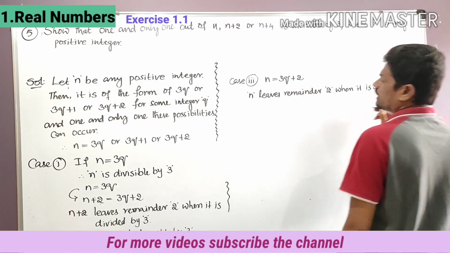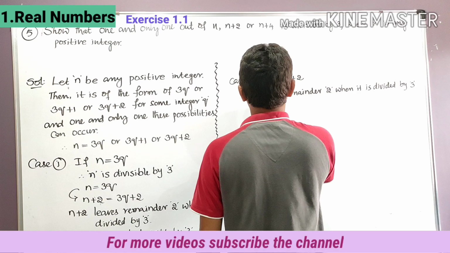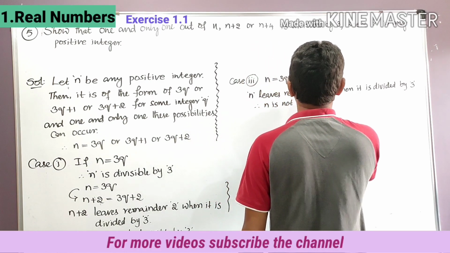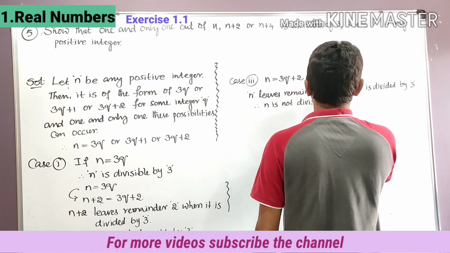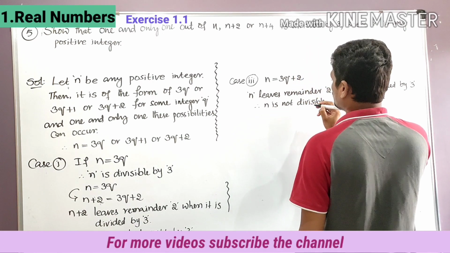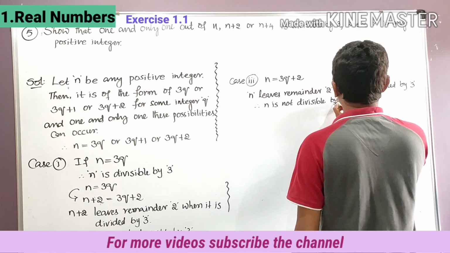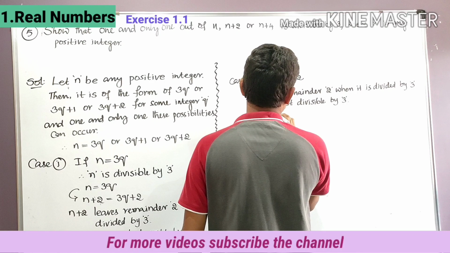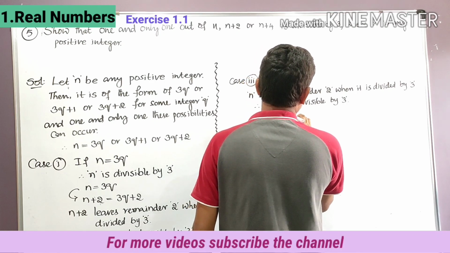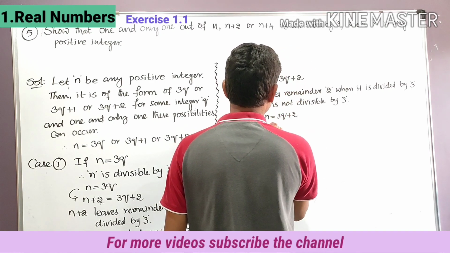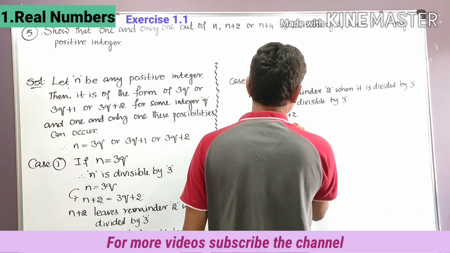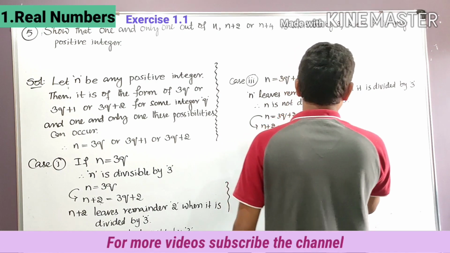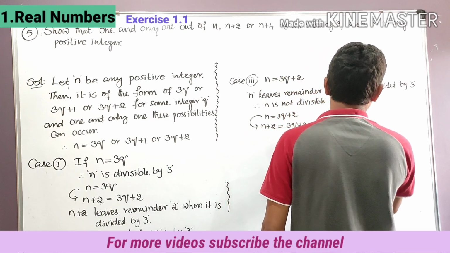So student, here n is not divisible by 3. Therefore if n is equal to 3q plus 2, n is not divisible by 3. Again, if n is equal to 3q plus 2, then we have to find n plus 2. By adding 2 on both sides, we get n plus 2 is equal to 3q plus 2 plus 2. That is, it is 3q plus 4, student.